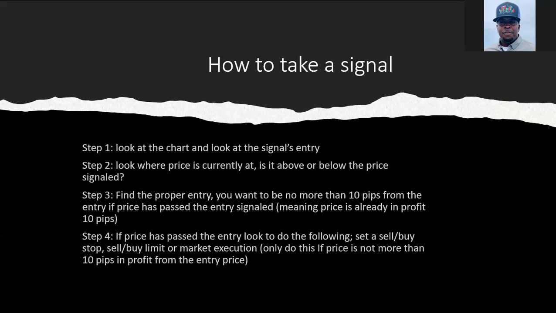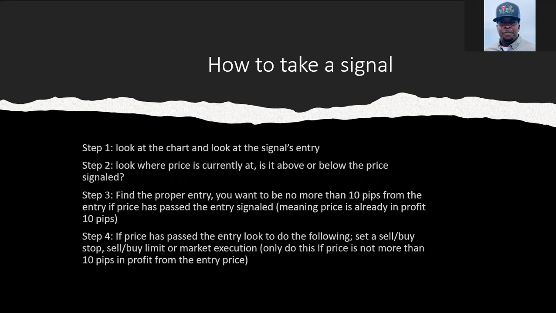So step three, find the proper entry. You want to be no more than 10 pips from the entry that was called. Meaning, if price is already past that entry in profit, you want to be no more than 10 pips behind it. If you're more than 10 pips behind it, you are entering the market late. Wait for the pullback.